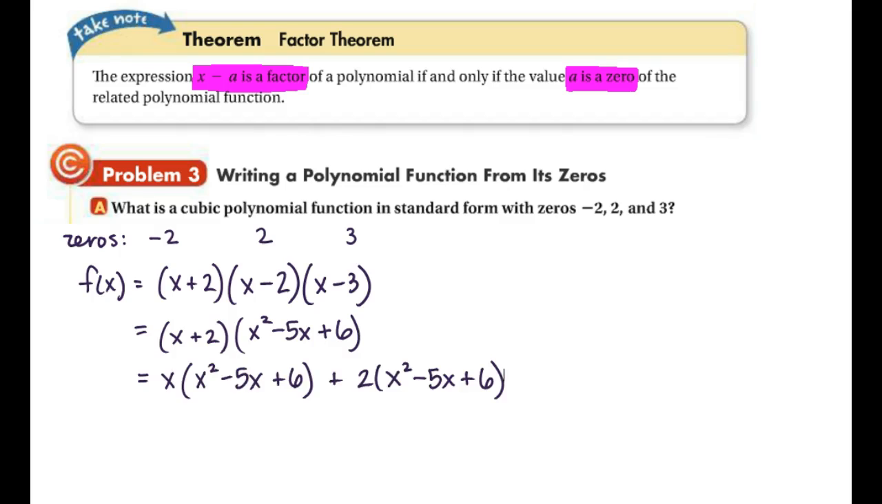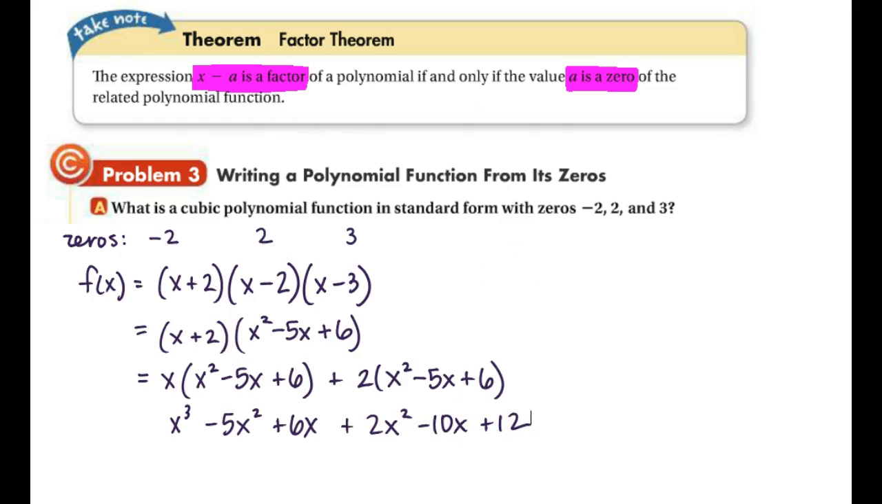So to make the distributive property easier, I broke apart the x plus 2 so that we can separately distribute those terms. When I distribute x to the expression x squared minus 5x plus 6, I get x to the third minus 5x squared plus 6x. And then when I distribute the 2 to that expression, I get 2x squared minus 10x plus 12.